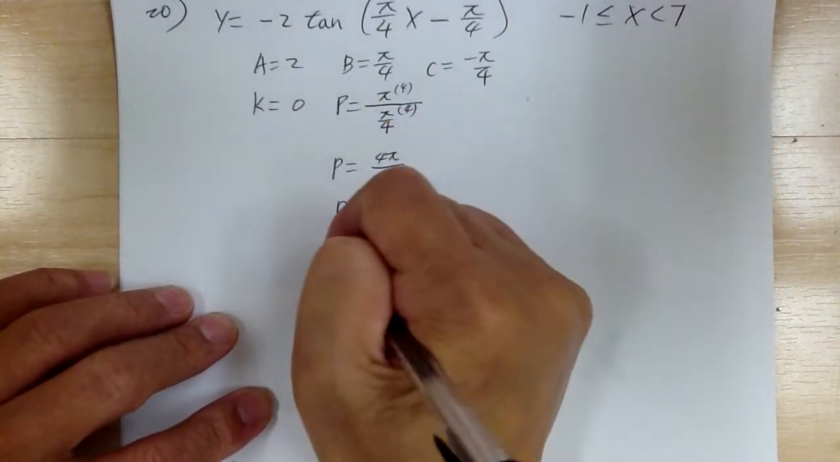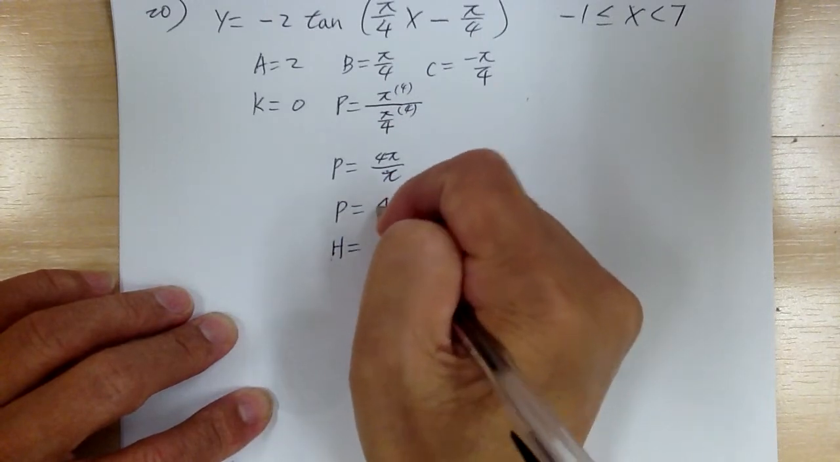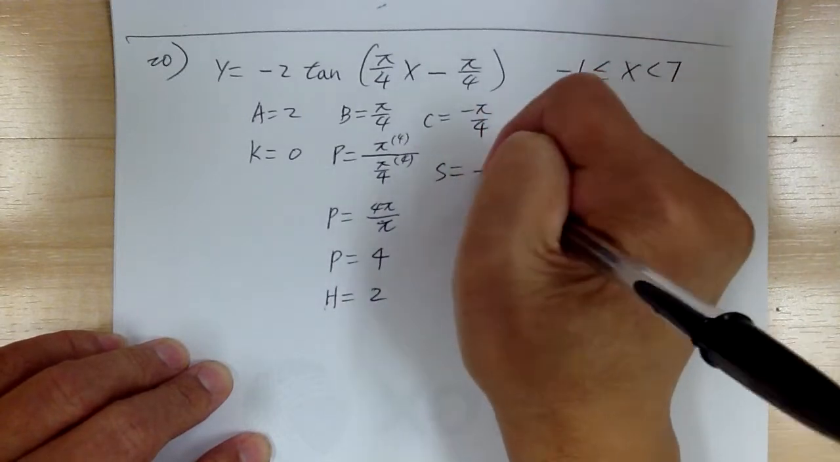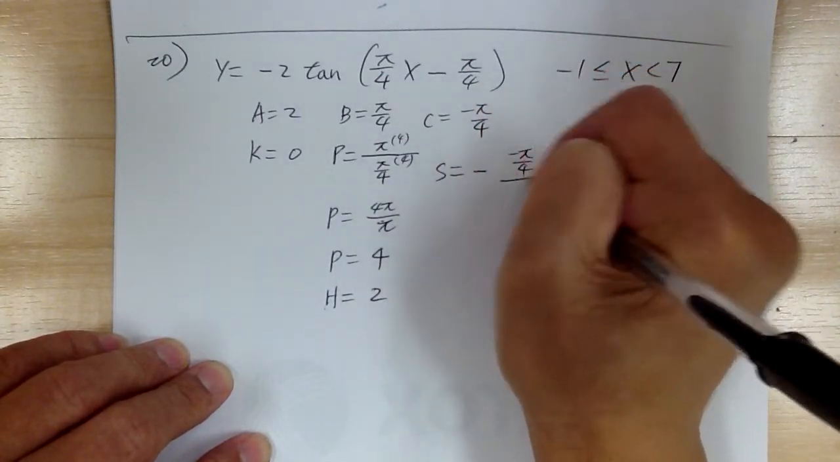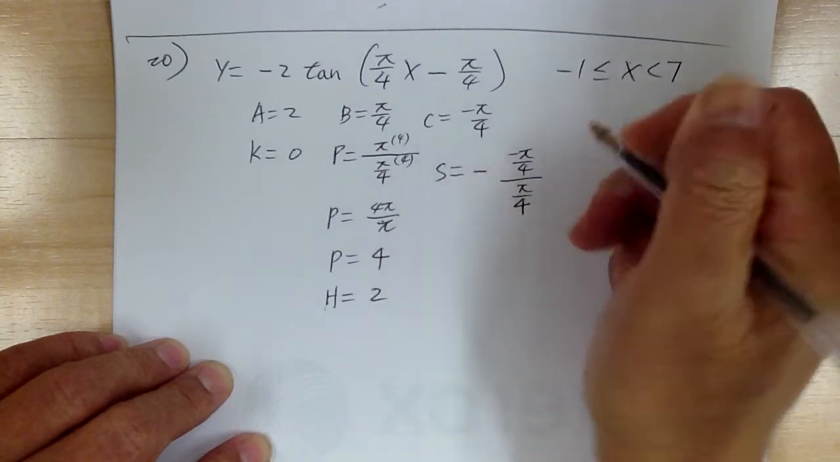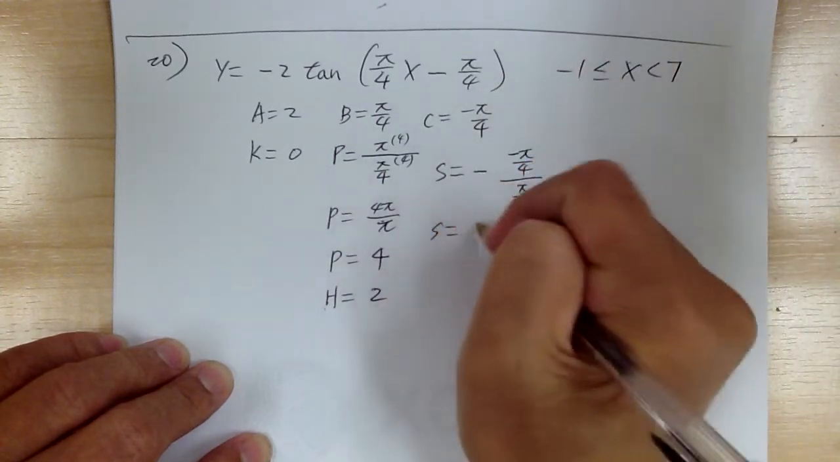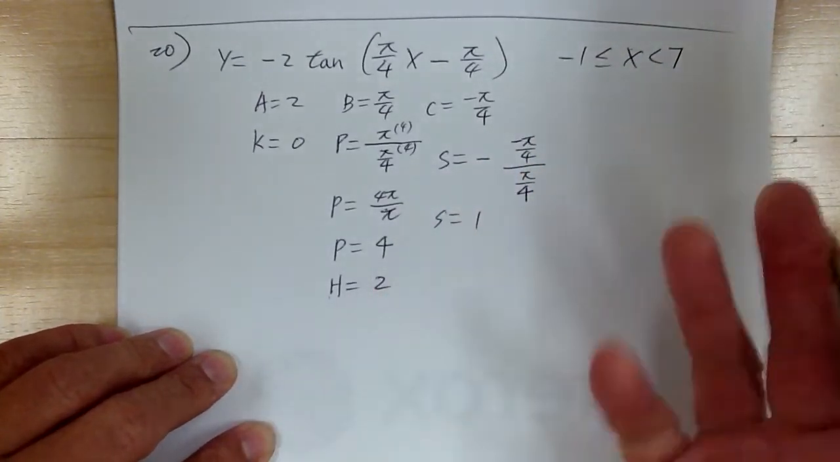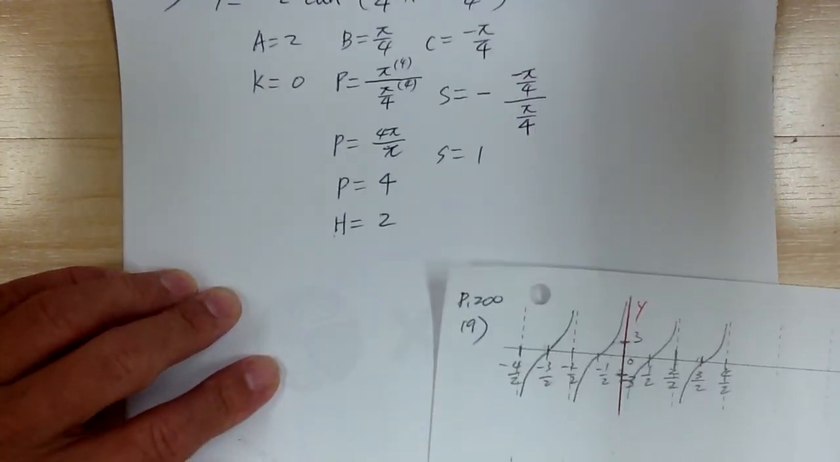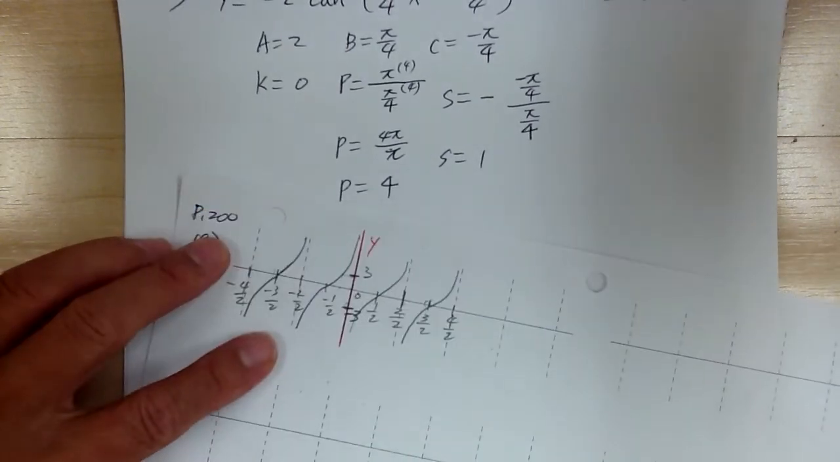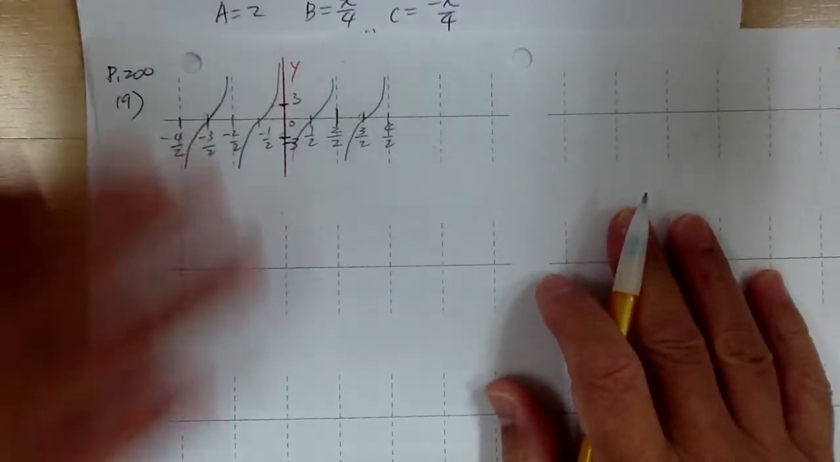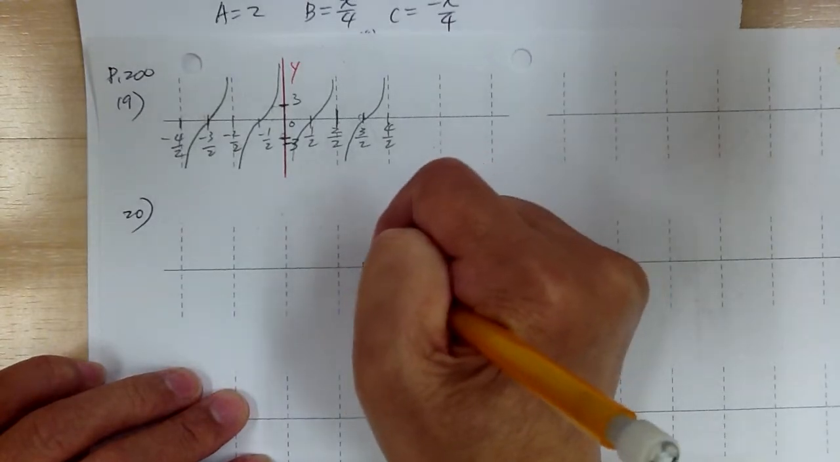And for tangent and cotangent, you want to figure out the halfway point. So half would be 2. Now the s is equal to -c over b. And from here you can see that it's going to be equal to 1. Right? Pi over 4 divided by pi over 4 is 1. And this one doesn't have fractions, so you don't have to worry about a common denominator. So that's going to graph number 20.